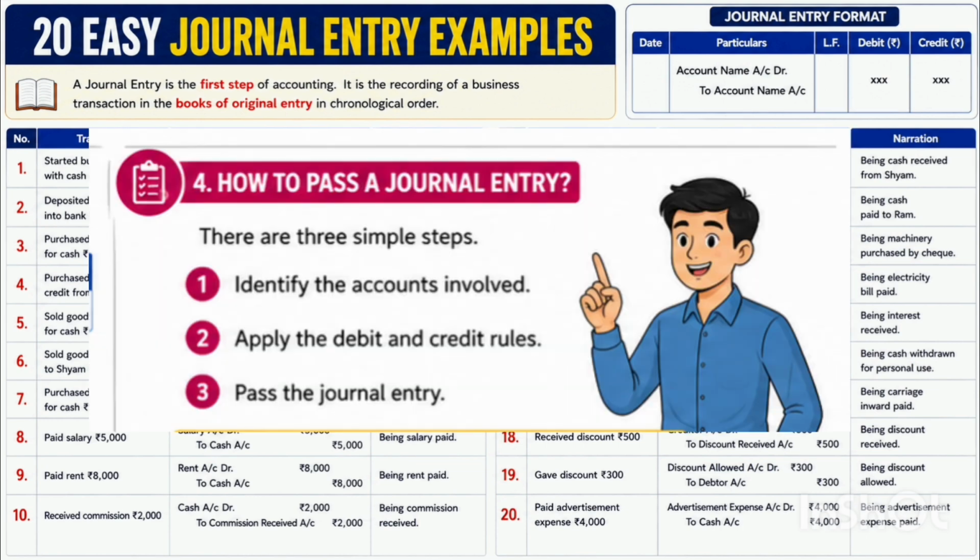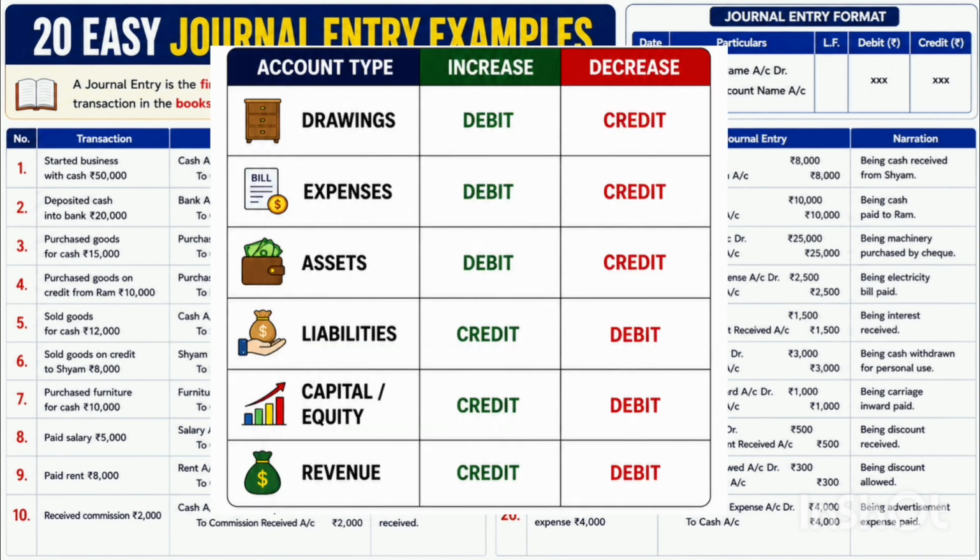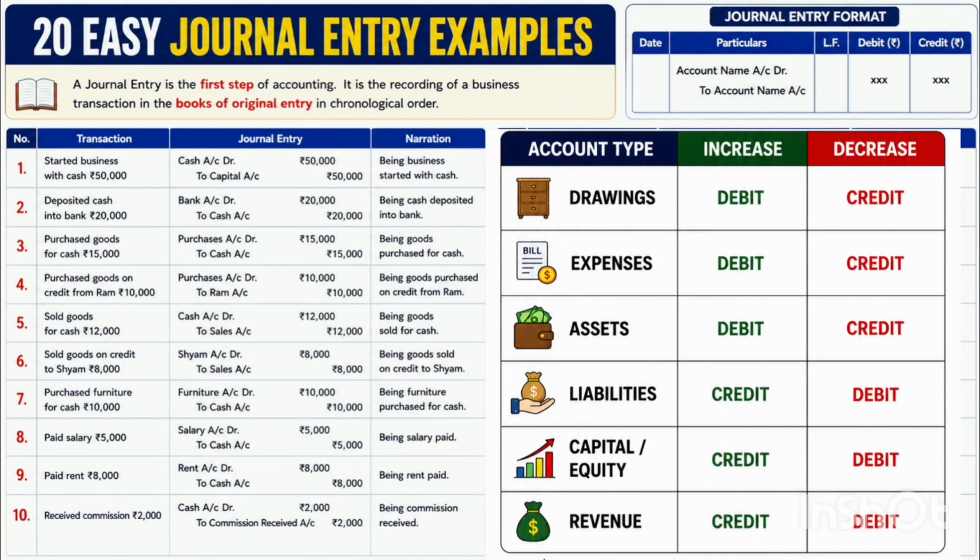While recording the journal entry, we have to follow 3 steps. First of all, we have to identify the 2 accounts in that transaction. Then we apply the debit credit rules, and last we pass the journal entry. We saw these 3 steps in the journal video. Today we are going to see 10 journal entries, and for that you have to follow these modern rules. Here I have mentioned each account type: asset, drawing, expenses, liability, income and capital. You have to follow this debit credit rule for these journal entries. So now let's start with the first transaction.